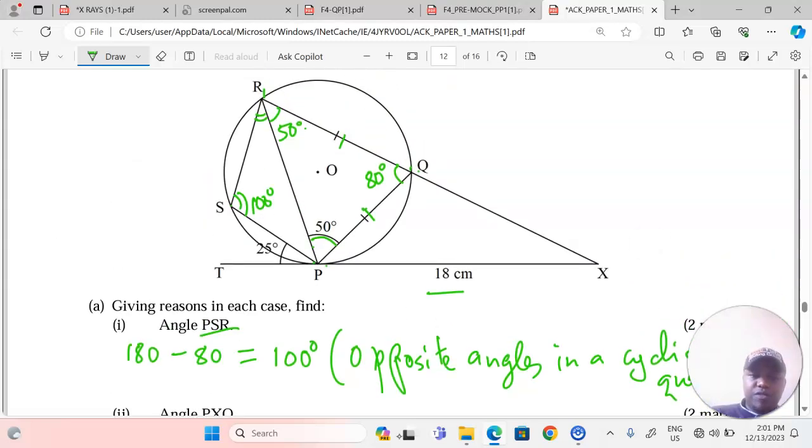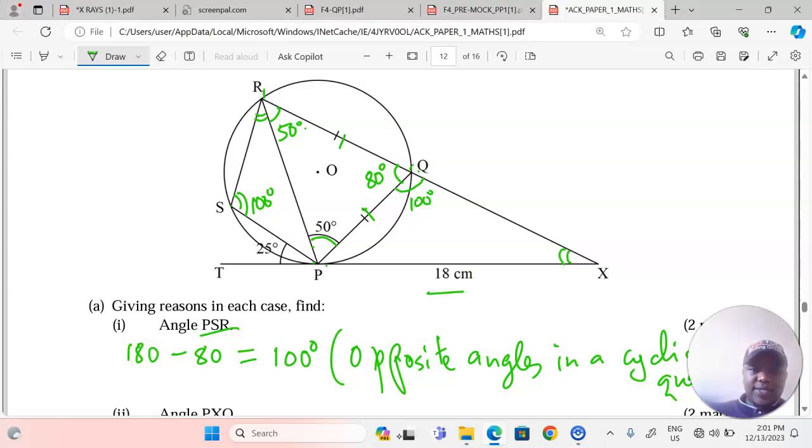PXQ, the value of the small angle at this point. Remember now, RQX, as we've been told, is a straight line. So this means the angle at this point is going to be 100, because angles on a straight line should give us 180. Therefore, with 80, the remaining angle becomes 100.